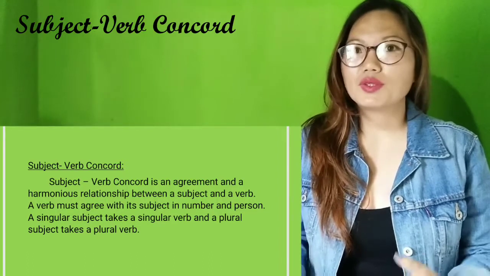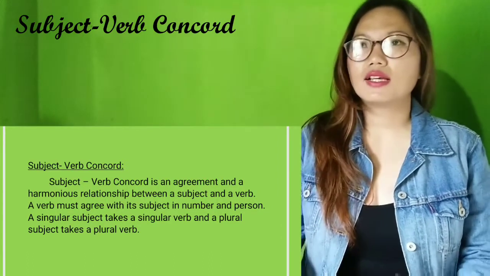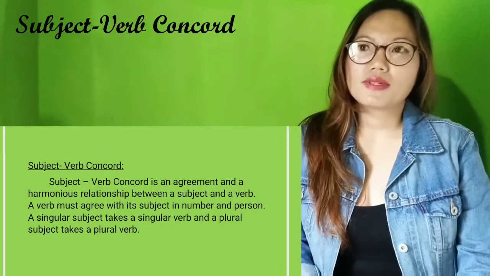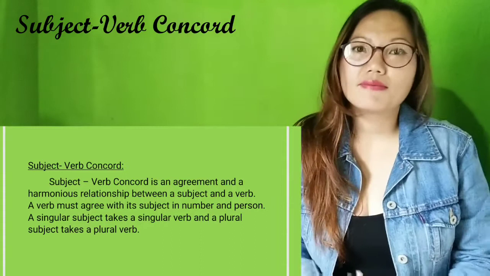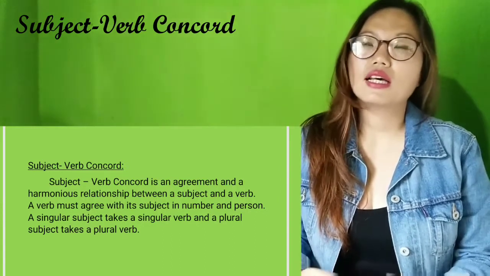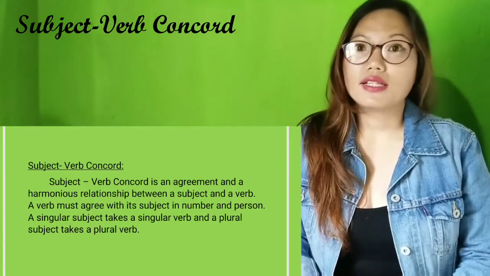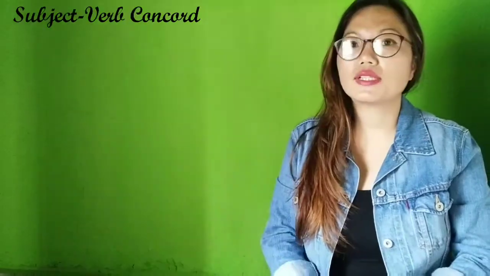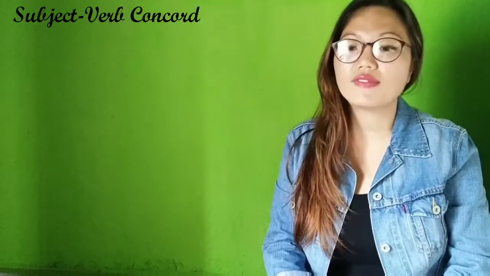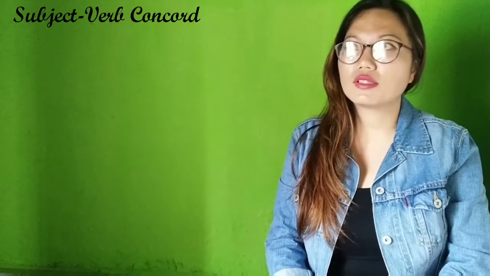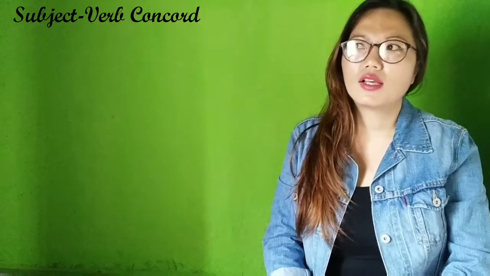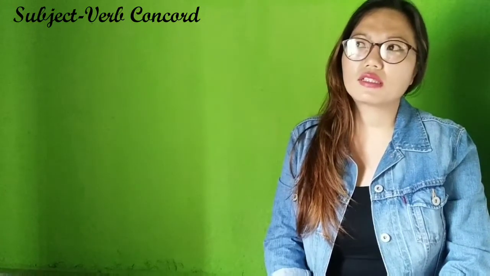So the agreement between subject and verb says that if the subject is singular, the verb must be singular, and if the subject is plural, the verb must also be plural. That agreement is known as subject-verb agreement. What is a compound subject? Mostly this subject-verb agreement is very confusing and very difficult when it comes to its uses in these compound subjects. So before that, let me say one thing.